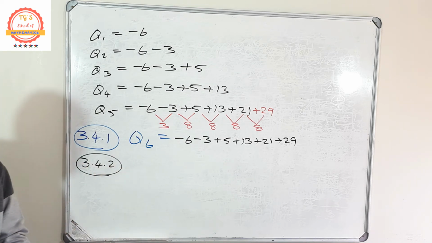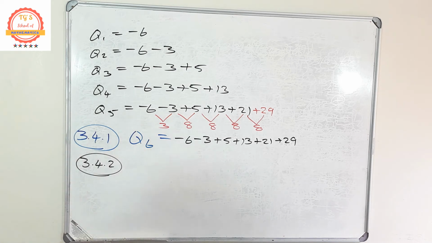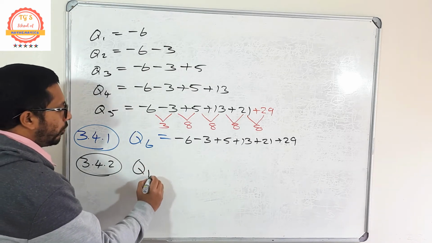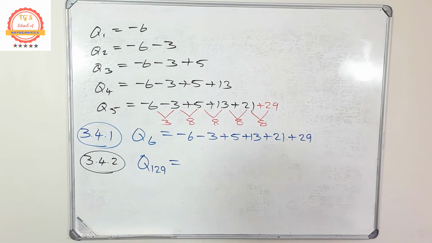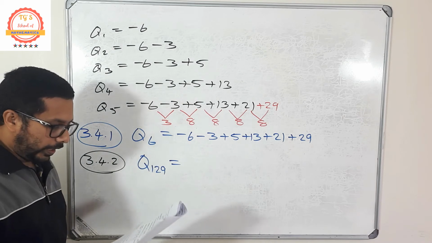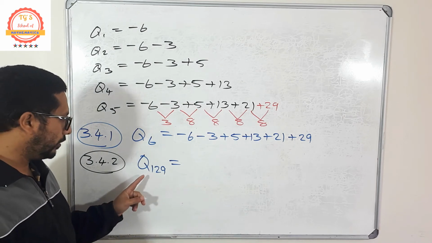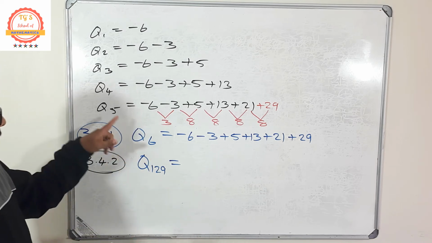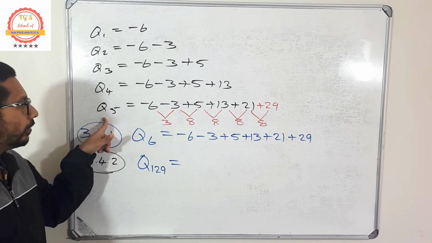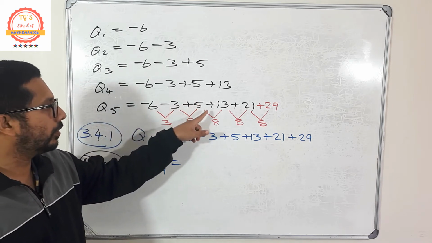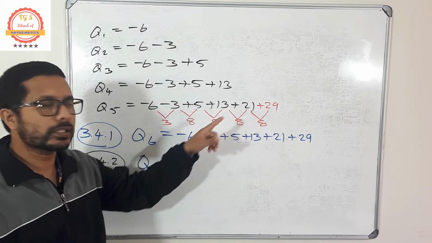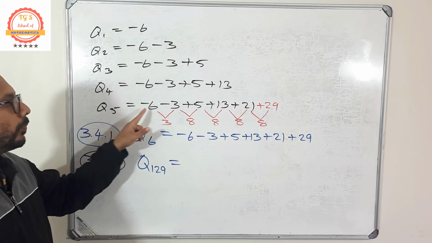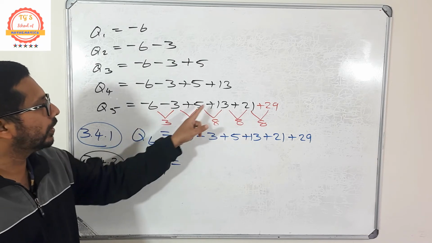Question number 3.4.2. What is that question? Calculate the value of Q129. You have to find Q129. Actually, what is this Q129? Look at this Q5. What is Q5? Minus 6 minus 3 plus 5 plus 13 plus 21. That means Q5 means the sum of the first 5 terms. 1, 2, 3, 4, 5.